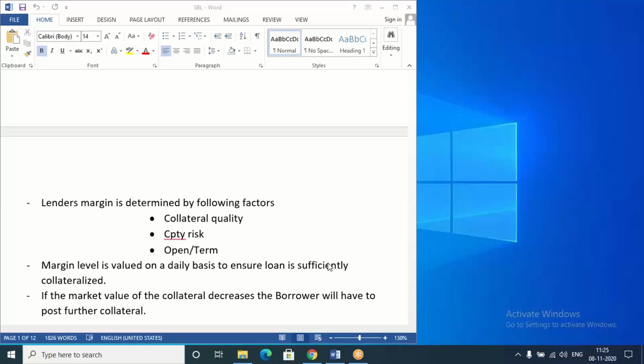Additionally, the margin level is valued on a daily basis to ensure the loan is sufficiently collateralized. What does this mean? On a daily basis, the value of securities keeps on changing, so that margin needs to be maintained.